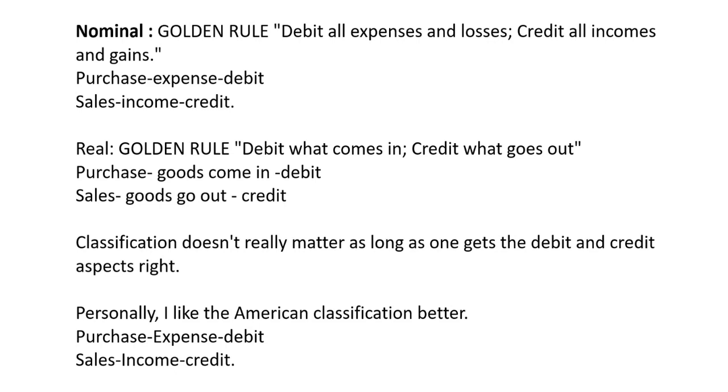So this is just an explanation of how we can treat purchase and sales in the books of accounts. As far as the journal entry is concerned, we can consider either way, nominal or real. But one thing we should always do is select one approach in our mind. According to the American classification, we should consider this as expenditure and income, meaning consider it as a nominal account.